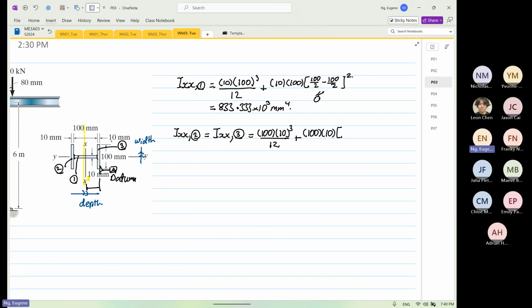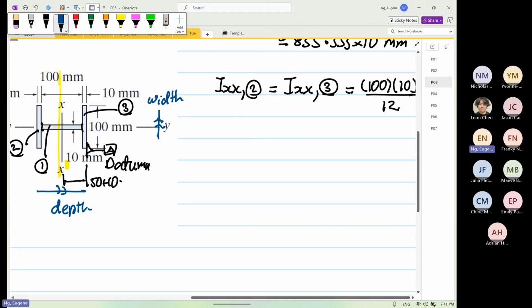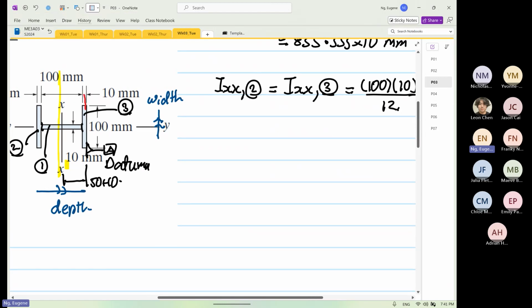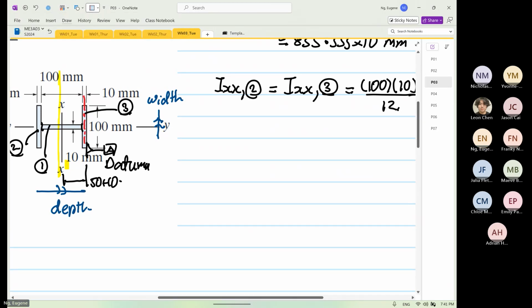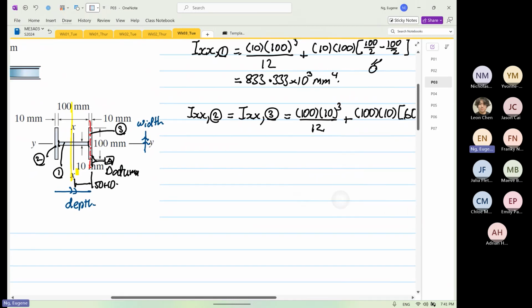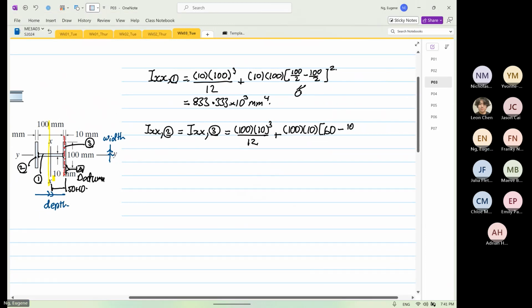It's equal to 50 plus 10, right? So it's 60. And then minus the individual centroid, right? So the individual centroid, if I zoom in, is exactly at the center down here. And that value relative to the datum is 10 divided by 2. And then the whole thing squared.